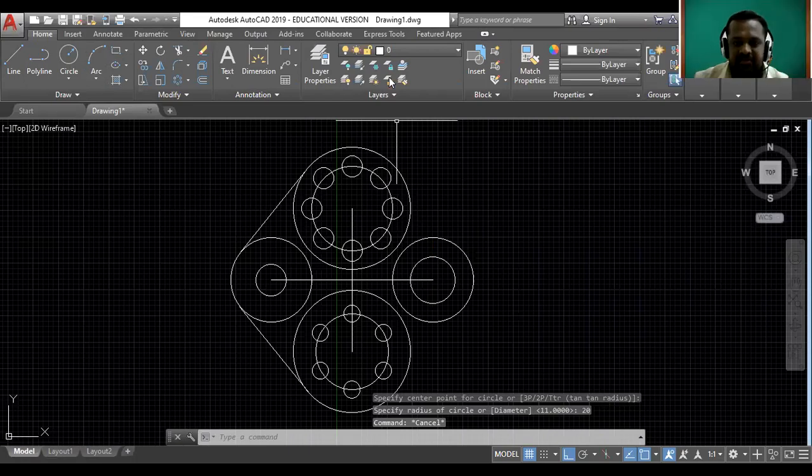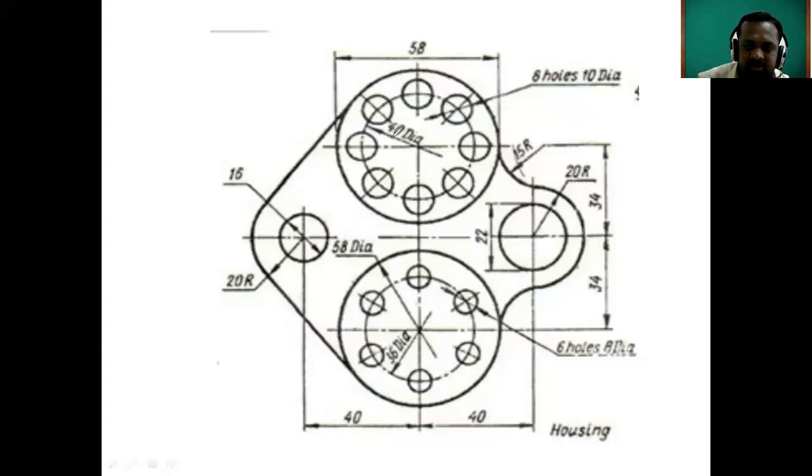Then again, there is a very important part. Now see, how to draw this curve with the help of the tan radius. Tan radius. Okay, see the quadrant point.